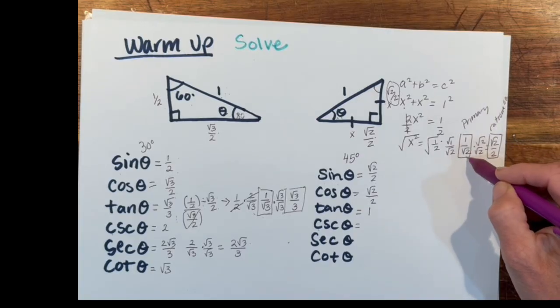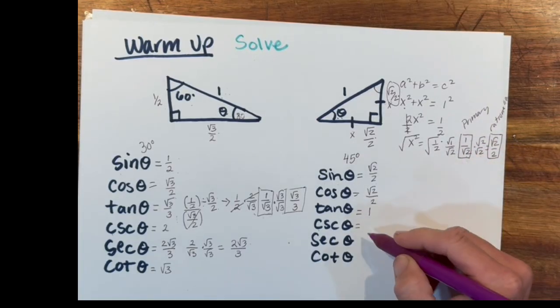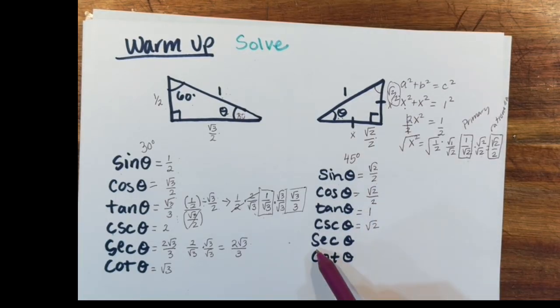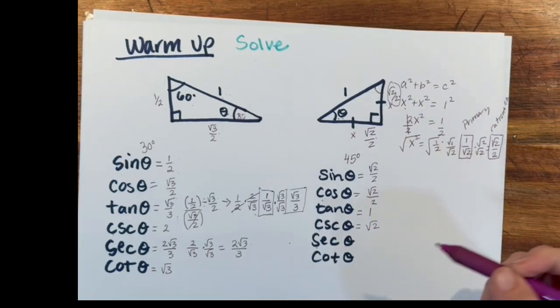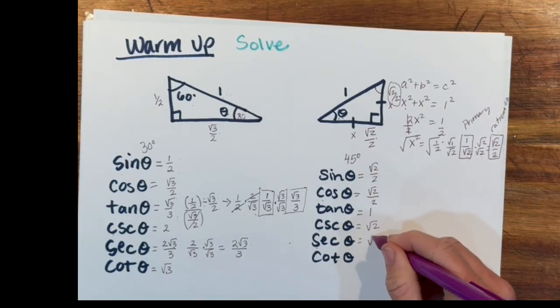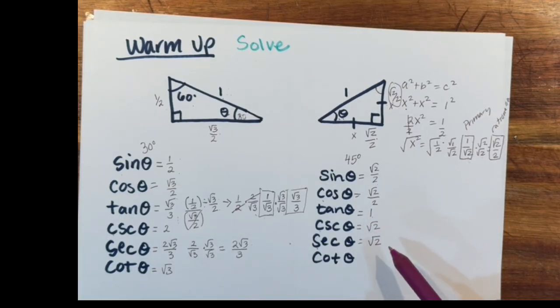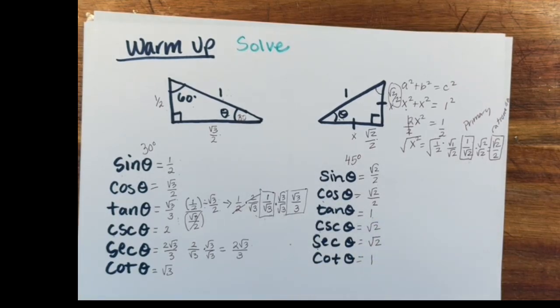So I want to go back to this to find the reciprocal. The reciprocal would now be rad 2. Is that true for secant, which is the reciprocal of cosine? Yes, it is. And then tangent being 1 means that cotangent, the reciprocal of 1, is 1. So this was super fun. This was a great warm-up.